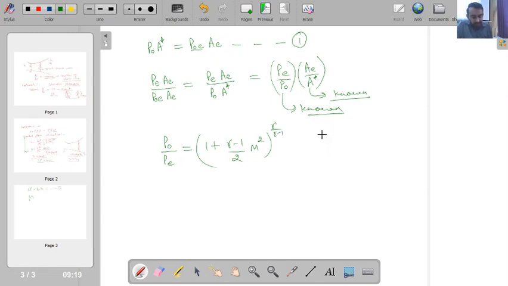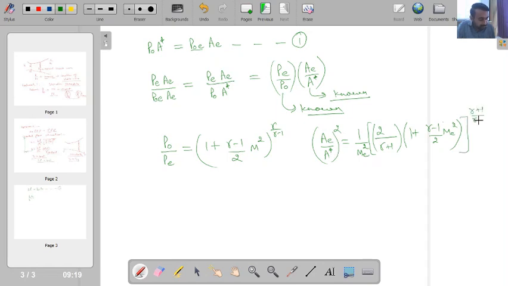And what is the formulation of AE by A star? AE by A star square is equal to, please tell me what is the relation, 1 by Mach number square times 2 by gamma plus 1 times 1 plus gamma minus 1 by 2 ME square, now because I am calculating AE by A star, whole power. Okay, so these two parameters are known to me. So what I can do now, I can actually calculate this ratio.